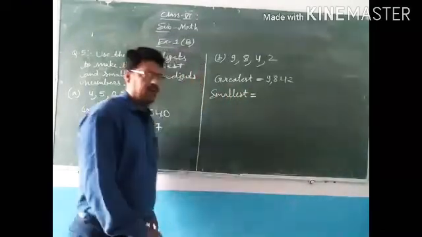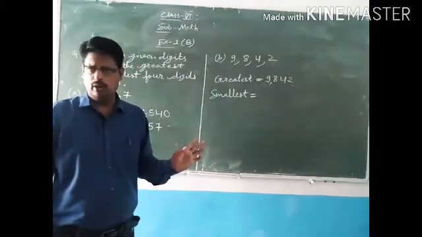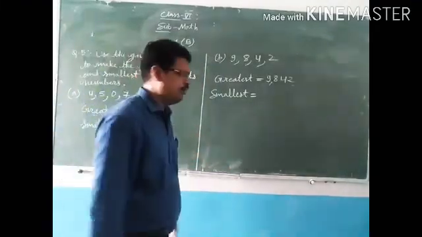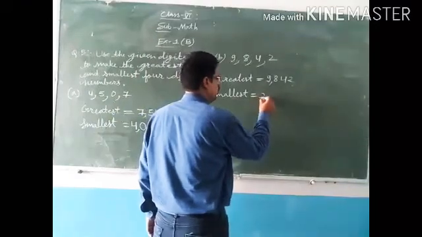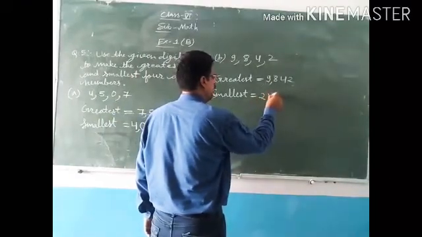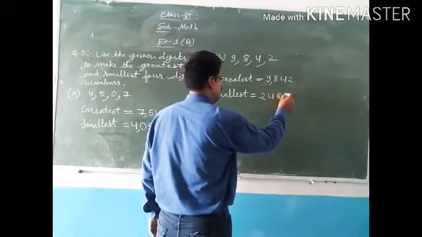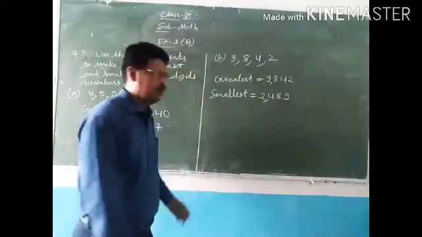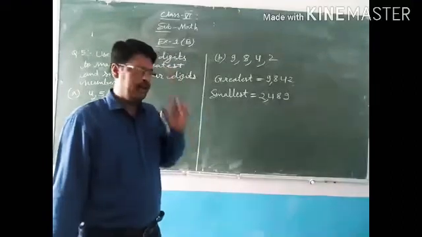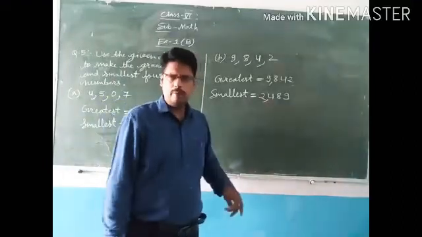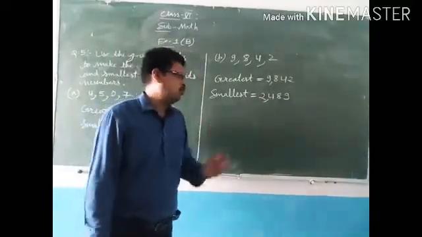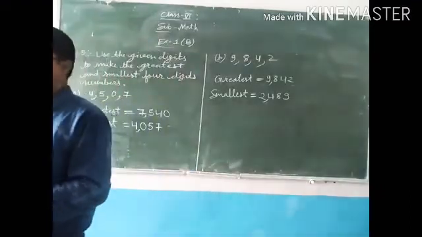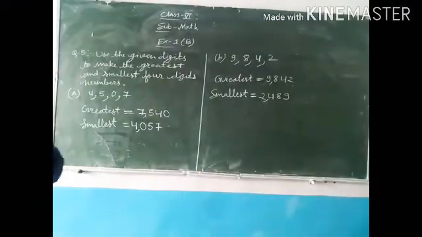And the smallest. For smallest we have to write in ascending order. Means firstly the smallest, 2, then 4, then 8, then 9. So 2489. Okay, so this is the method to write the smallest and greatest number by using 4 digits.